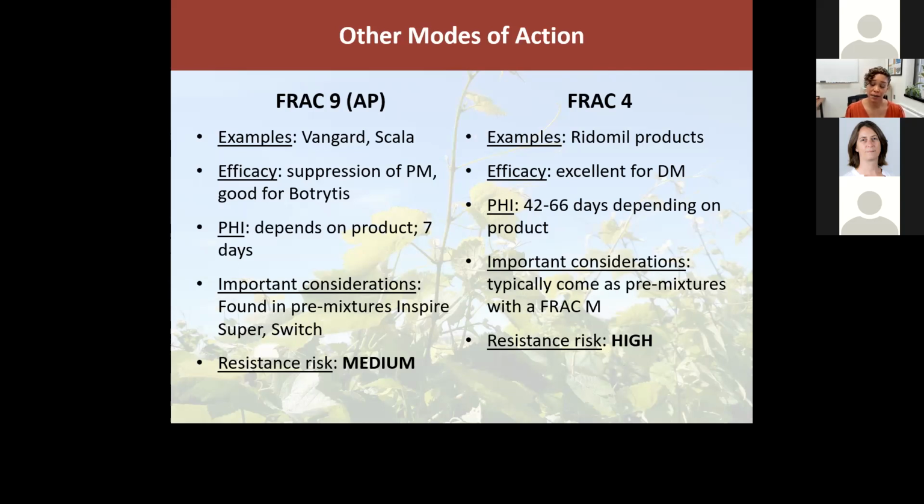FRAC 9, sometimes called AP fungicides. Examples are Vanguard and Scala. They're good for suppression of powdery mildew and good for botrytis control as well. That PHI is variable, check the label. And again, these fungicides are often found in premixtures. So Inspire Super, that is a FRAC 3 and a FRAC 9 as an example. And they are medium risk for fungicide resistance development.